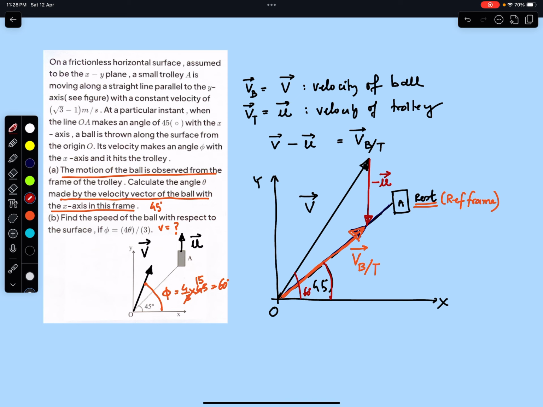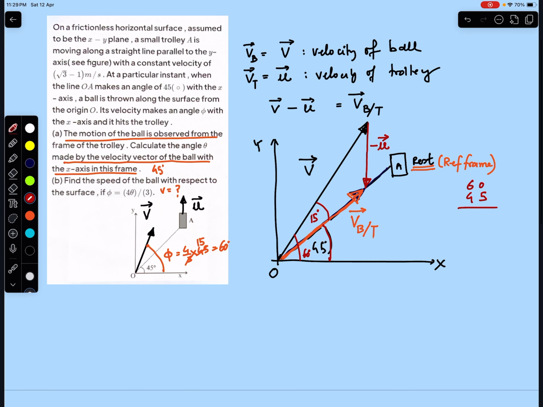That means how much is it? 60 minus 45 degree, that is 15 degree. If you look at the vector triangle here, the length of this side, mod U, is equal to √3 minus 1. And now this angle is 135 degree, right? This angle is 135 degree.